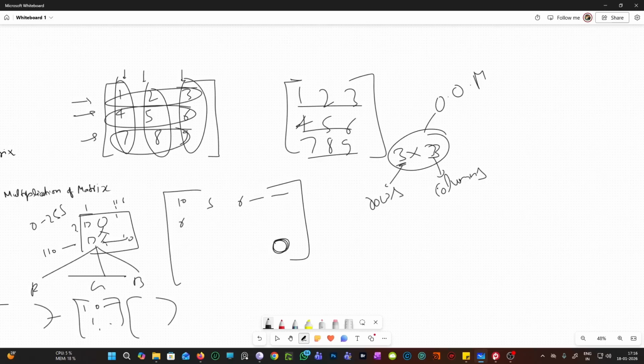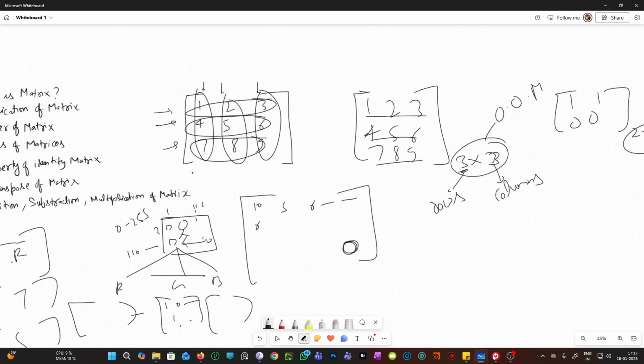Okay. So let's say if I create a matrix which looks like this: 1, 0, 0, 1, 0, 1. So you can see it has a total of 2 rows and 2 columns. So this is the order of this matrix. Okay, so this is what order of a matrix is.